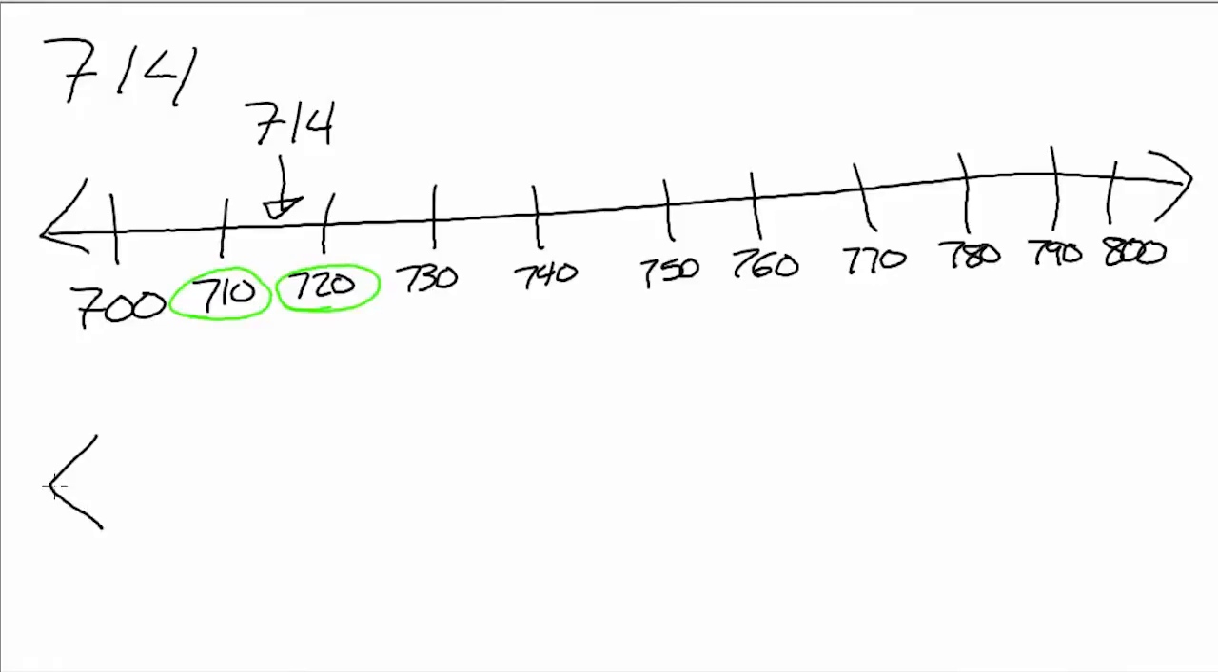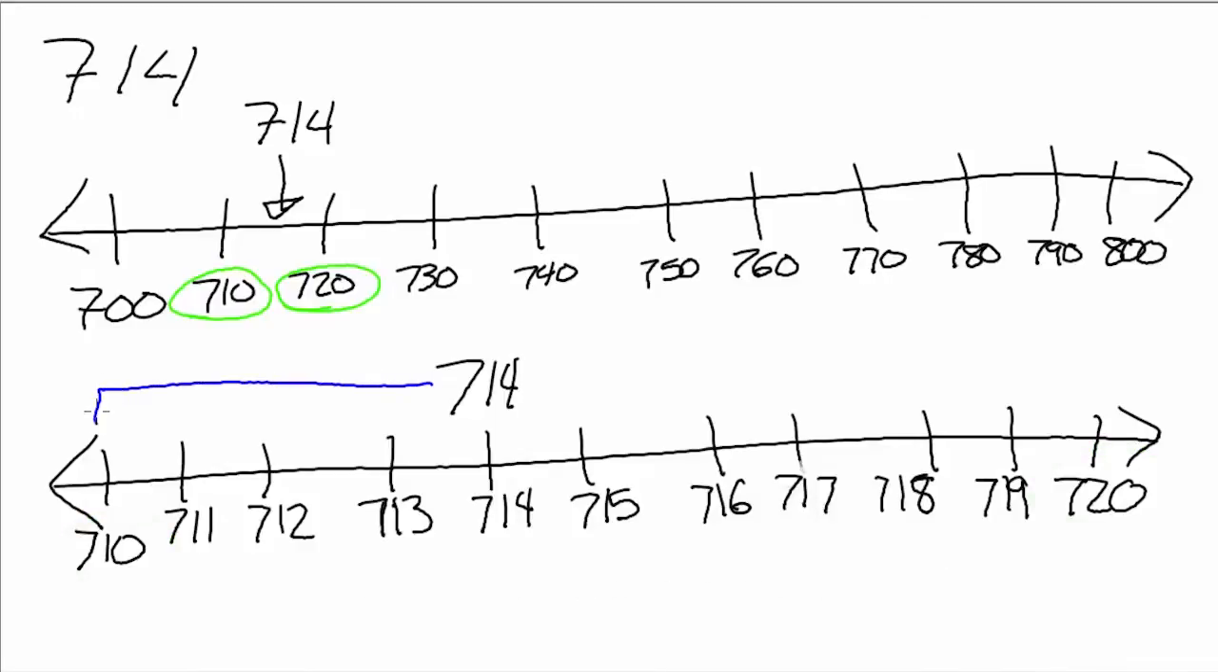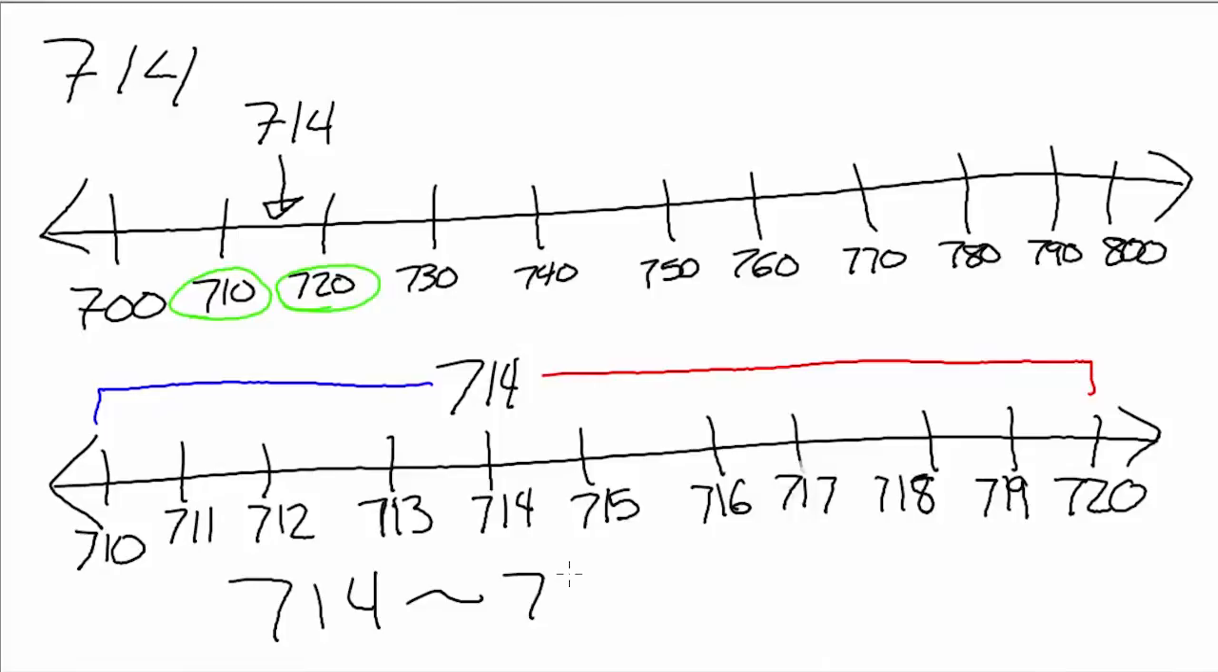Let's create our second number line with our benchmark numbers on either end and incremented by 1. 714 falls closer to 710 than it does to 720. Therefore, we will round 714 to 710. Once again, let's look at 710 to ensure we have rounded to the correct place value. There is a value in the tens place and no value to any place to the right.